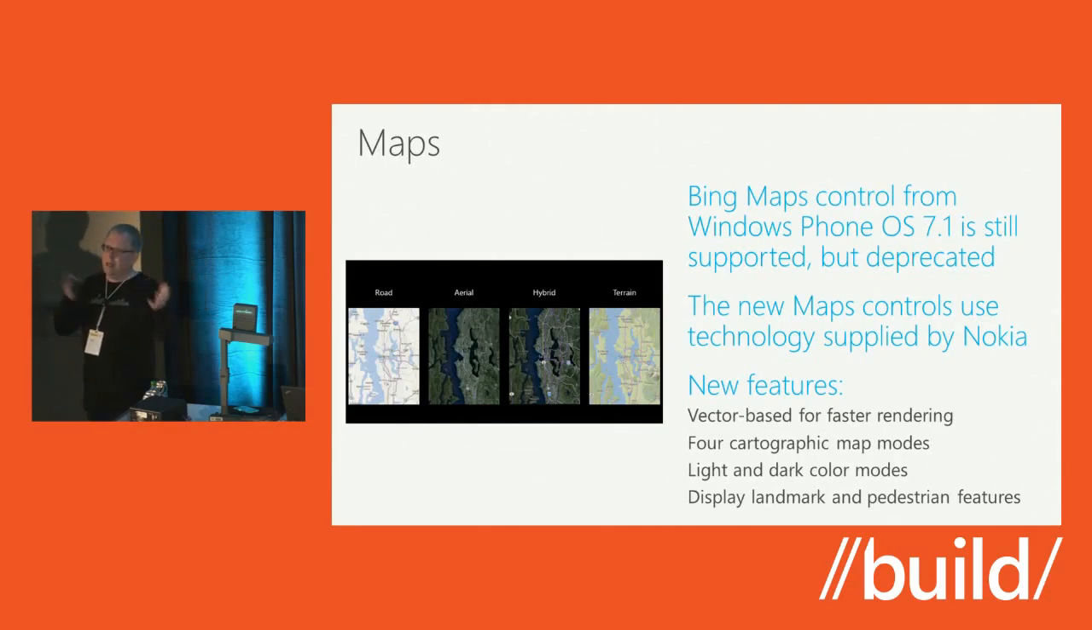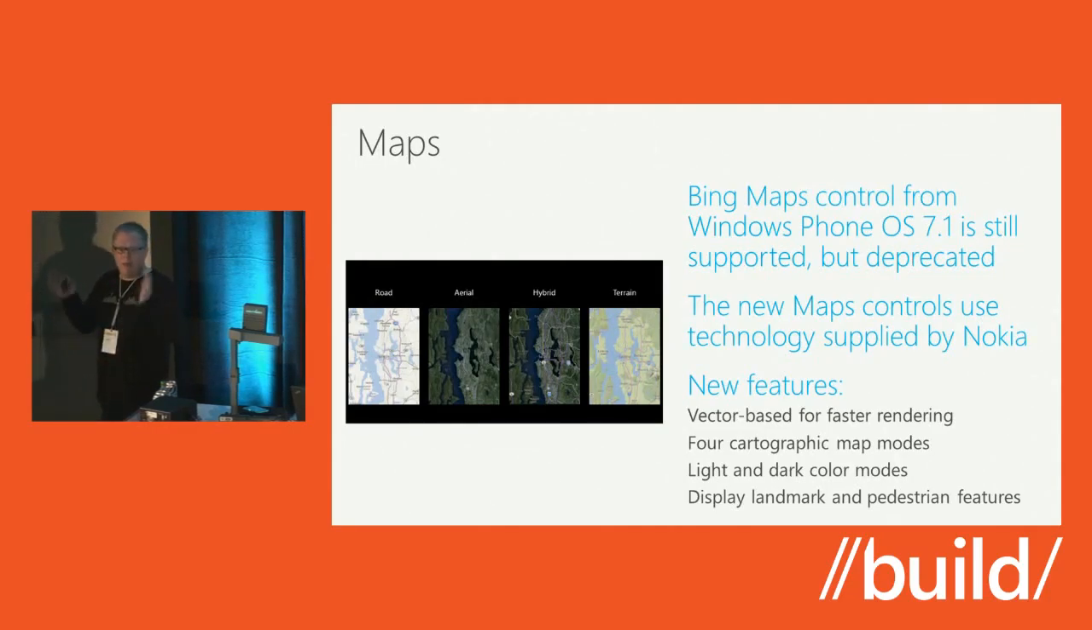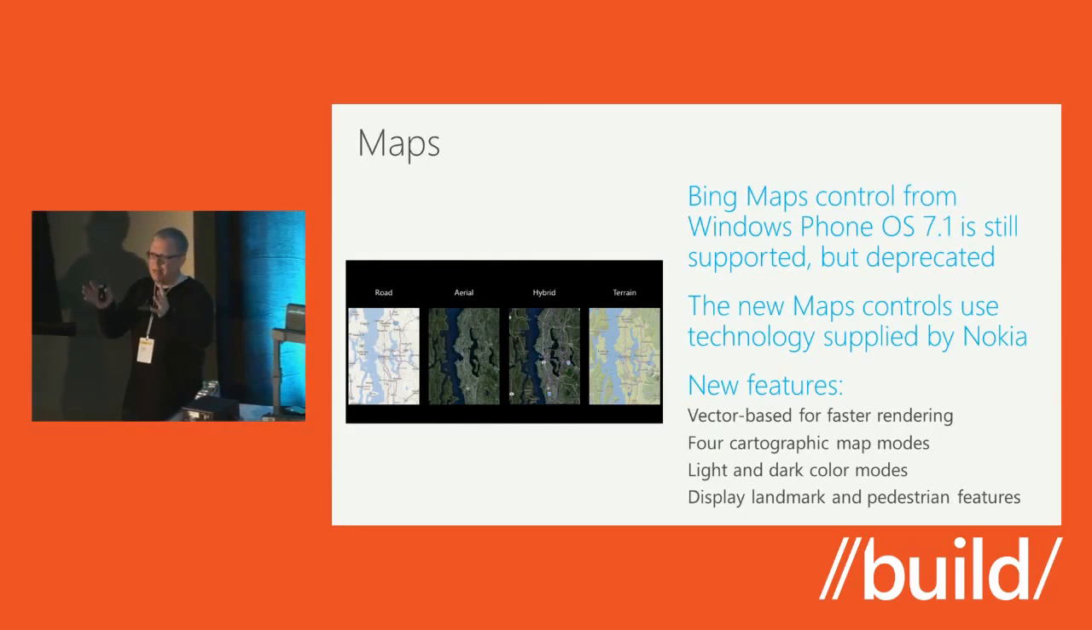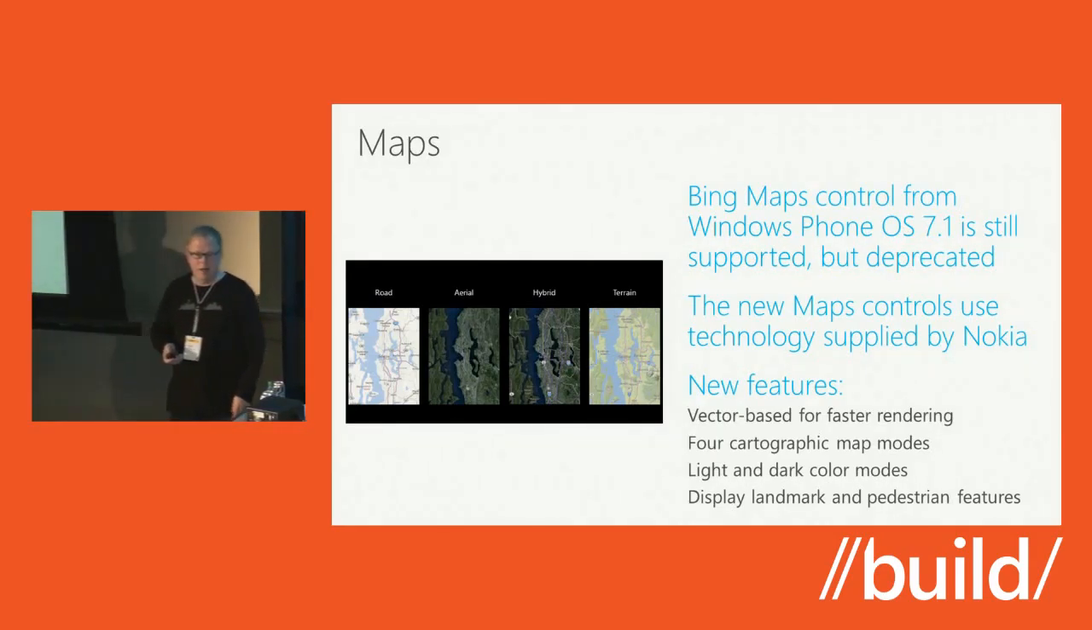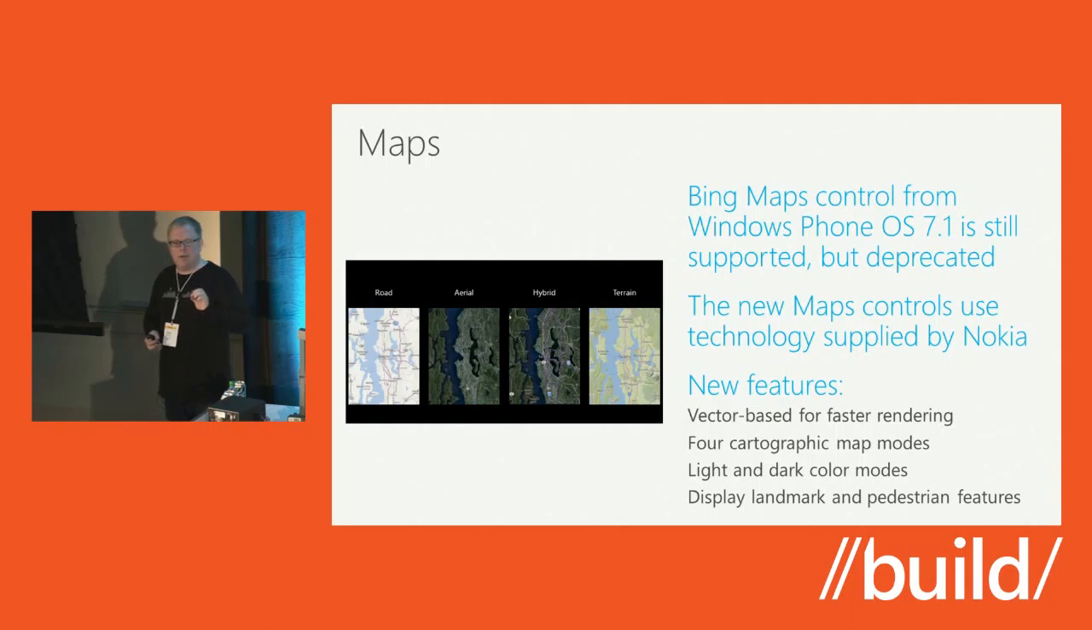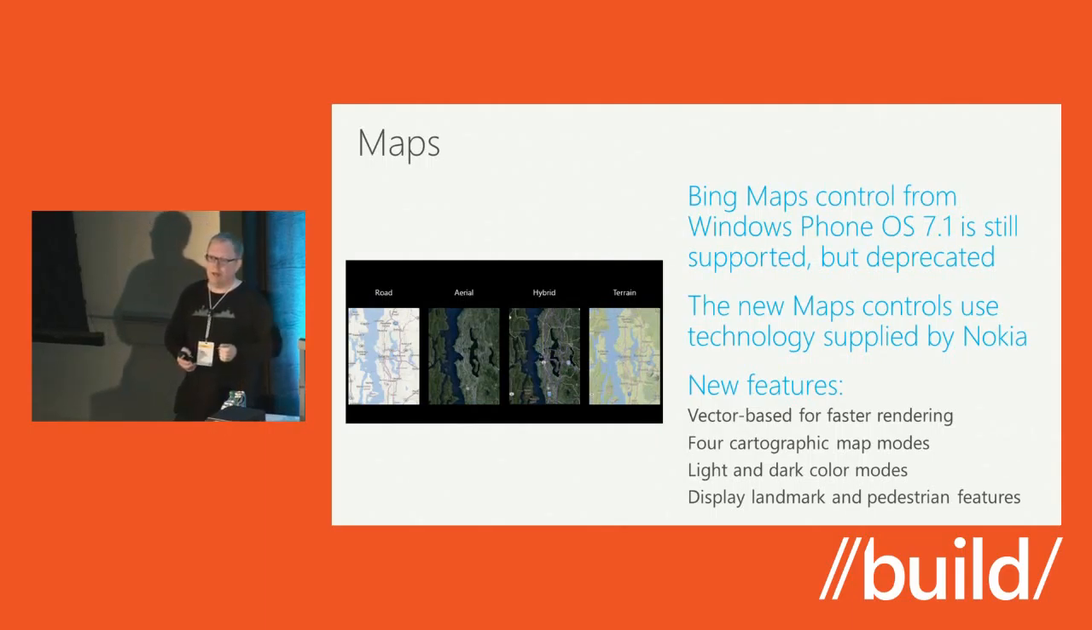Now, we're working really closely with Nokia on this. So we have the Bing Maps control that's still supported, so your existing applications continue running. But the new Maps control is really using some great technology by Nokia. So you get offline, you get vector-based maps. You get the 4 cartographic map modes.